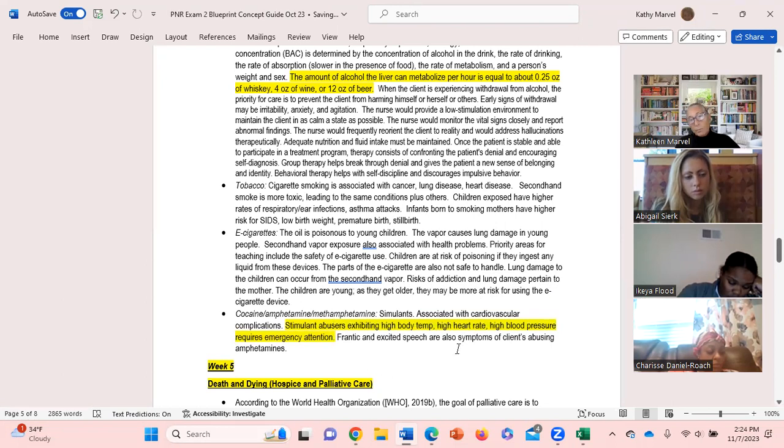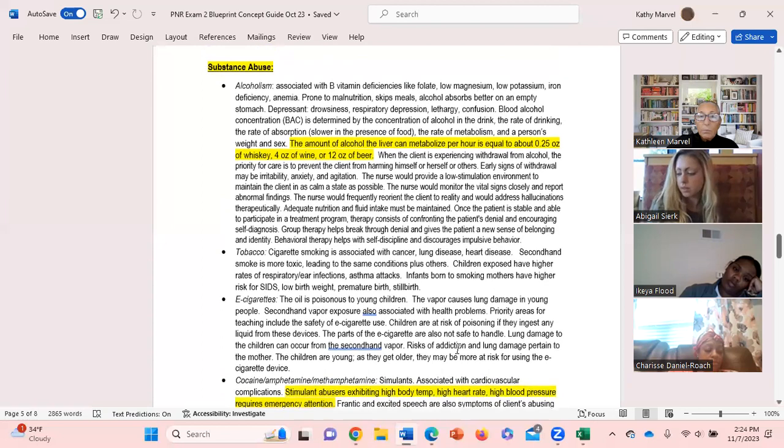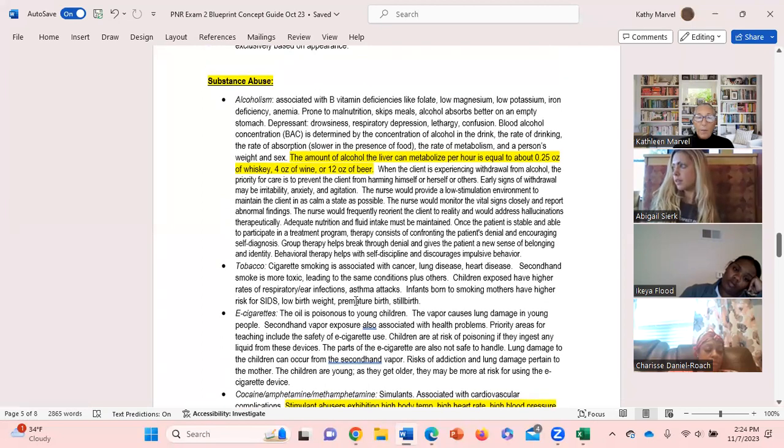Okay, so what's a question for that? What would be an emergency, cocaine or suspected methamphetamine overdose? What are you going to see? What are they going to present with? What's a priority to look for? High body temperature, high heart rate, high blood pressure. Okay.